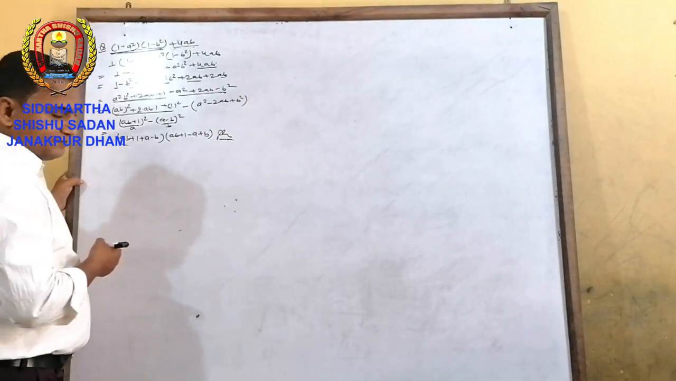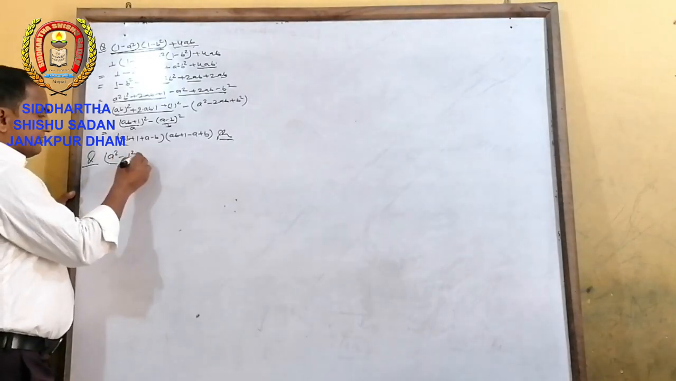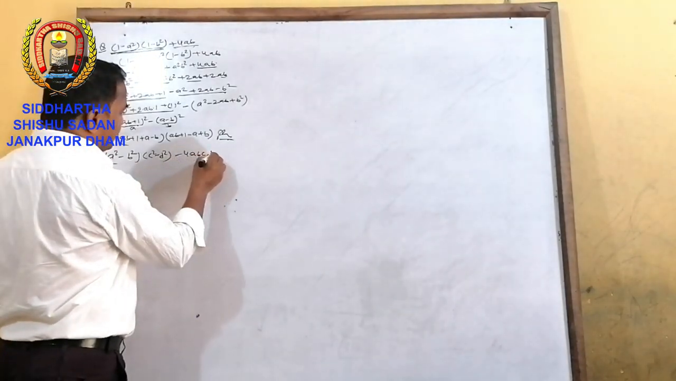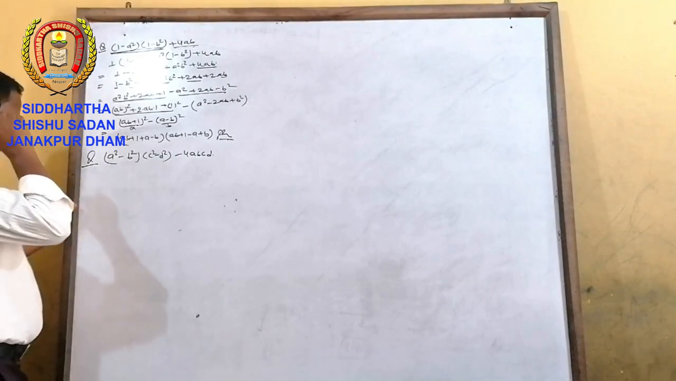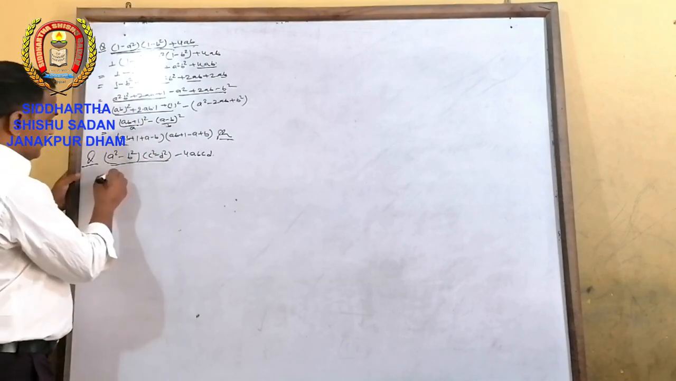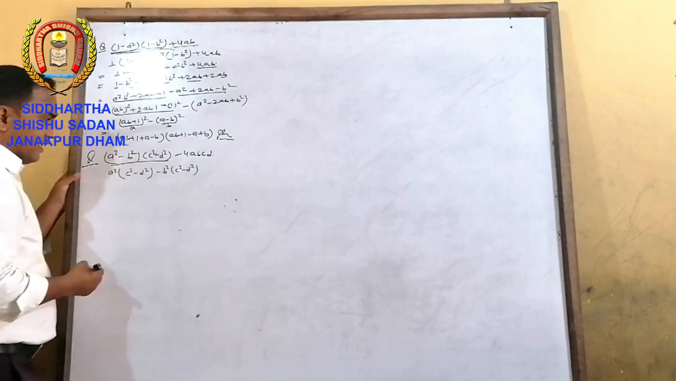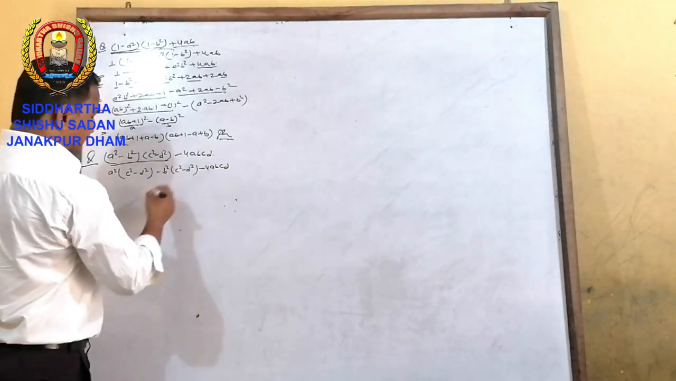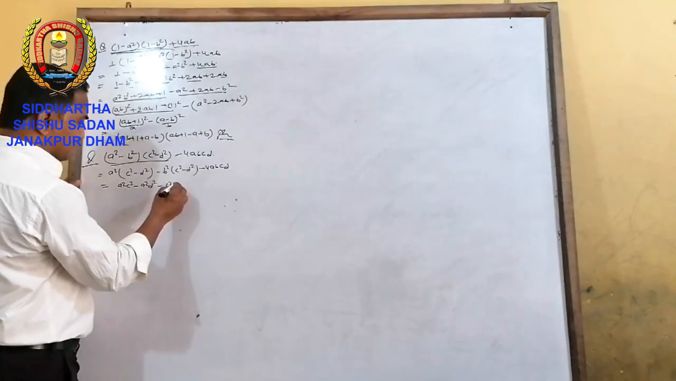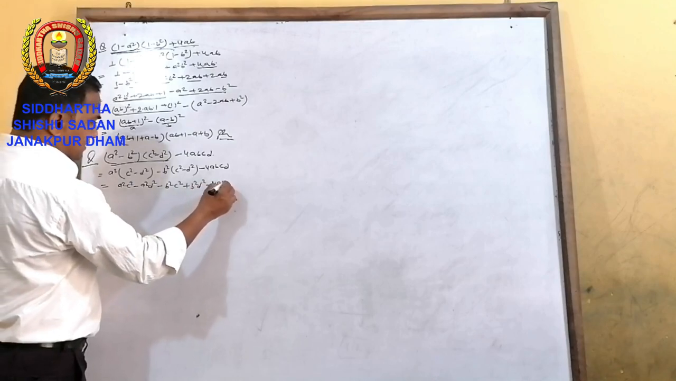Similarly, the next question is (a square minus b square)(c square minus d square) minus 4abcd. How can we do this? Look here. Again, in the same way, we multiply these two binomials: a square into (c square minus d square) minus b square into (c square minus d square) minus 4abcd. Look here: a square c square minus a square d square minus b square c square plus b square d square minus 4abcd.